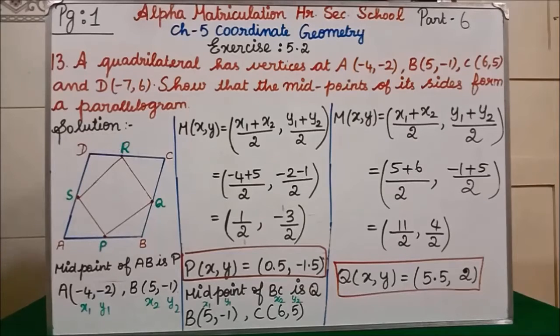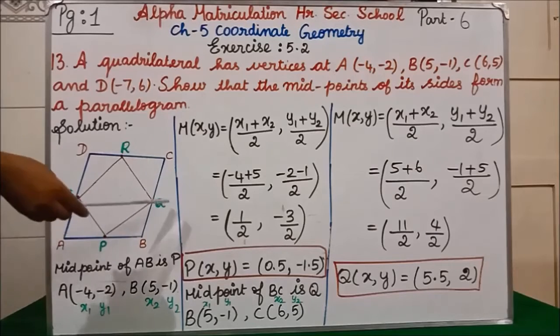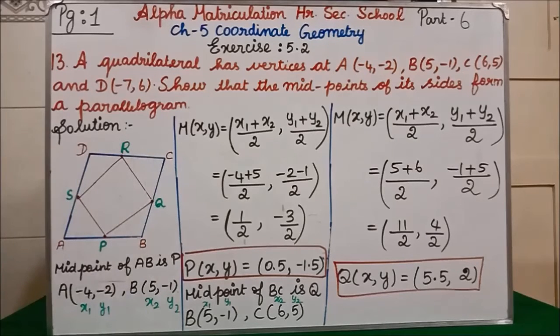Clear students? But in the question they have not given what point P, Q, R and S are. So first we have to find P, Q, R and S. By using the midpoint formula we are going to find the PQRS values. Then only can we find the slopes of PQ, QR, RS and SP. Clear? This is a very big problem, so according to the page number, you copy the classwork. Clear? Now we'll go for the solution.